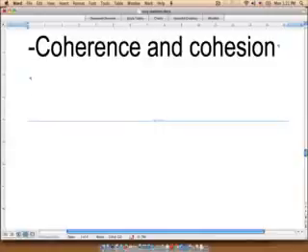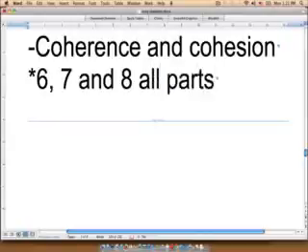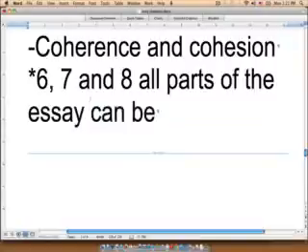So now, what is something that's common between 6, 7, and 8 band writing in the coherence and cohesion portion of the mark? Well, with 6, 7, and 8 band writing, all parts of the writing can be understood.